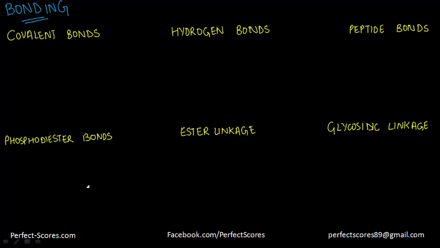These are the 6 main kinds of bonds that are found in the human body. Covalent bonds, hydrogen bonds, peptide bonds, phosphodiester bonds, ester linkage, and glycosidic linkage. Let's start with covalent bonds. Now these are present between atoms of the same molecule, and they can be single, they can be double, they can be triple as well.